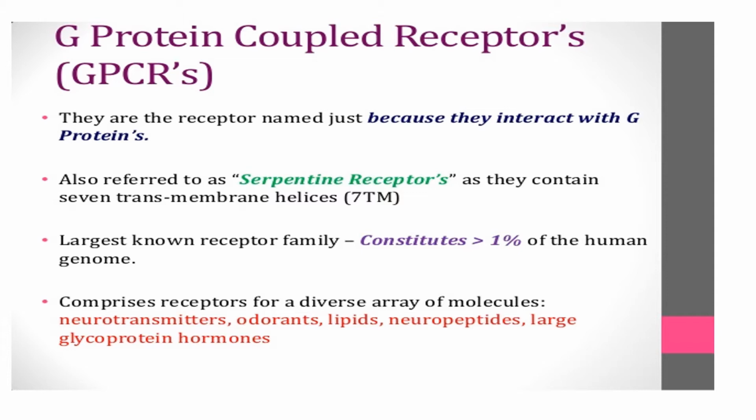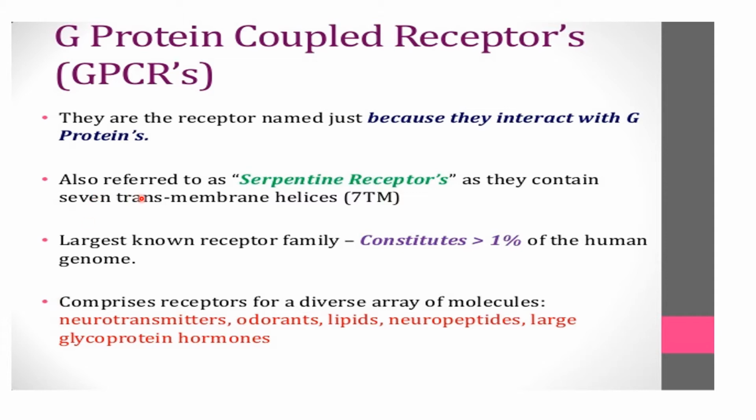In continuity with the lecture of receptors, this lecture is about G protein coupled receptors. In abbreviation, they are known as GPCRs. They are named receptors just because they interact with the G proteins.